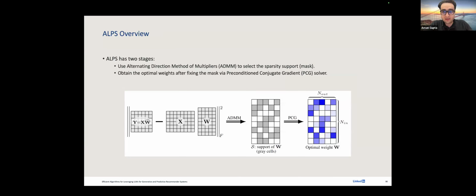So for the first step, which is finding the mask, we use an ADMM-based solver. And after we fix the mask, we use a preconditioned conjugate gradient to calculate the actual optimal values of the weights. As shown in this picture here, X times W, the original weights, and the pruned weights. First, we use ADMM to find the location of non-zeros, the sparsity mask or pattern. And after that, we use a PCG solver to get the actual optimal values of the weights.